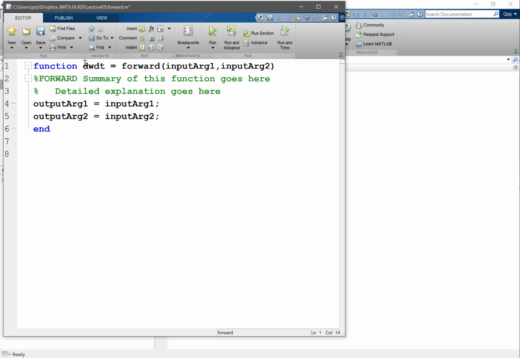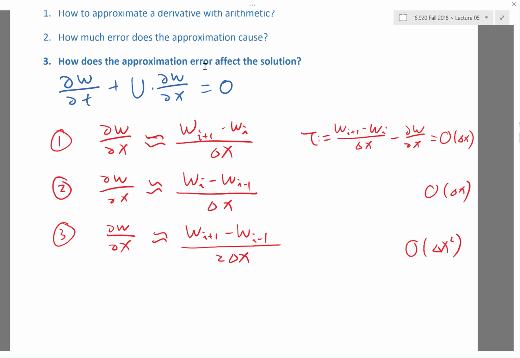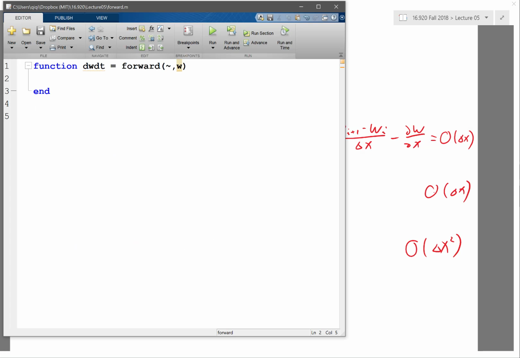So we always want to return dw dt. We are also not using time because the differential equation does not explicitly depend on time, right? So we also have w. We want to just cross this out and figure out how to compute dw dt. From the differential equation, we can move the u times dw dx to the right hand side. So dw dt by the differential equation just equals minus u times dw dx. So that's what we are going to be computing.